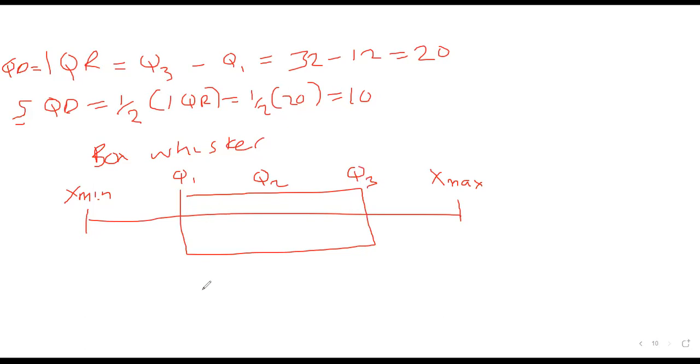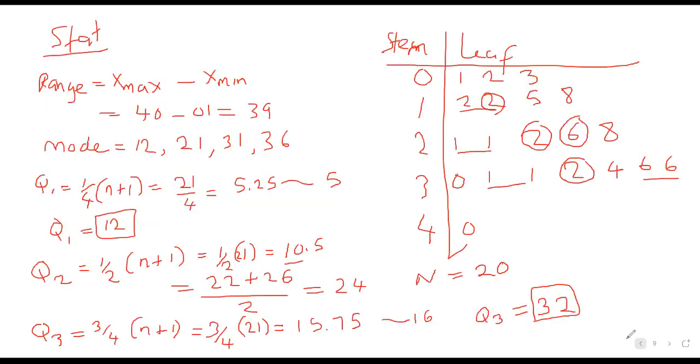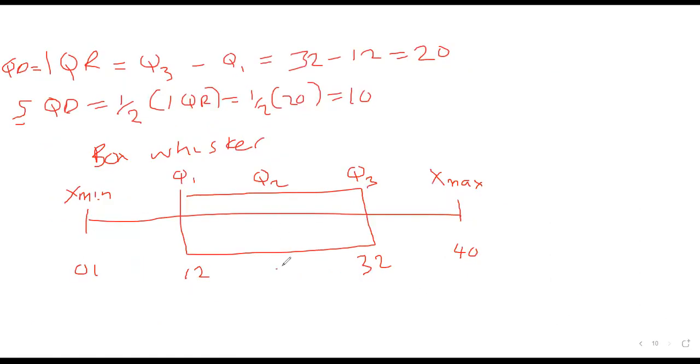So our Q1 was 12. Okay, and our Q3 was what? 32. Our smallest value was 1. Here we had what? 40. The maximum is 40. Then the Q2, which was the median, Q2 is also called the median. Was what? 24. So this is the box and whisker diagram.